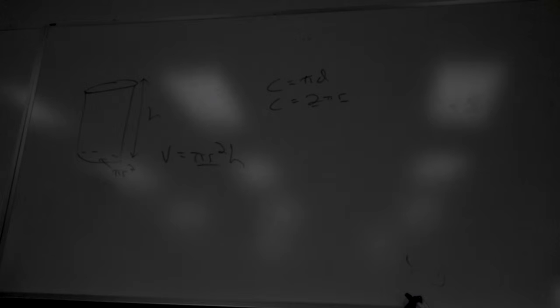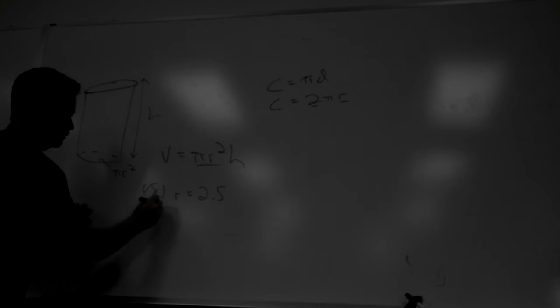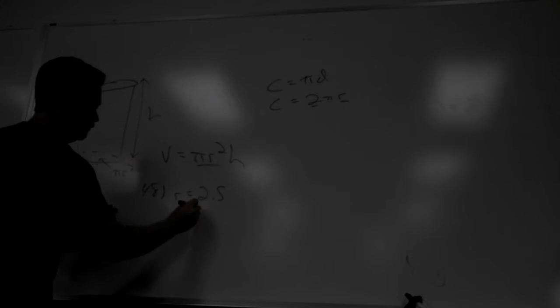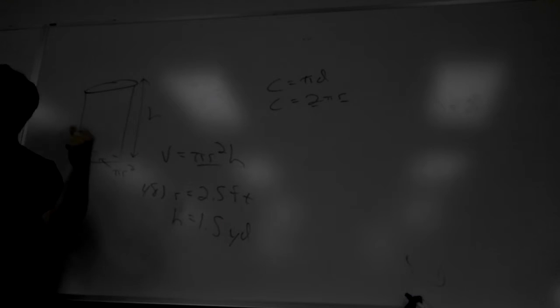Now, let's use it. Number 48. I know the radius is 2.5 feet. Here's the evil part about this: the height is 1.5 yards. So can I just put 2.5 in for r and 1.5 in for h? No, of course not. We know they have to have the same units, right? And normally what I want to do is take the yards and turn them into feet.